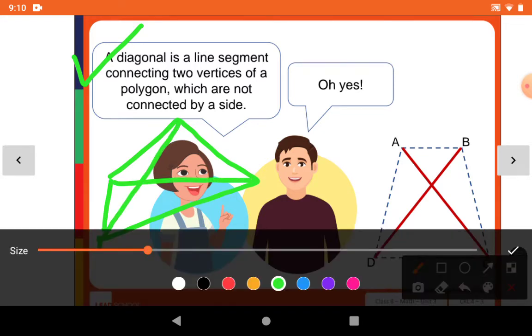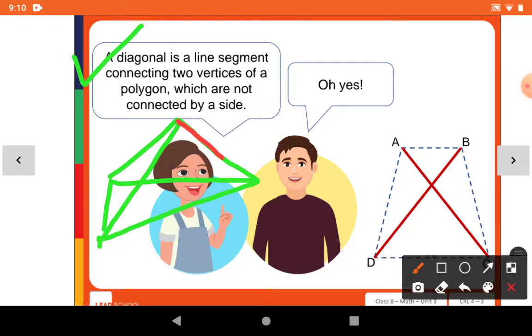मैच तो ये भी हो सकता है जो मैं आपको अभी करके दिखा रही हूँ, this, but this will become a side, this also, this also, this also, but all these are sides. साइड्स के एक्सेप्ट जो उसके बीच में लाई कर रहे हैं, ऑपोजिट वर्टिसेस को ज्वाइन करके, that are called diagonals.